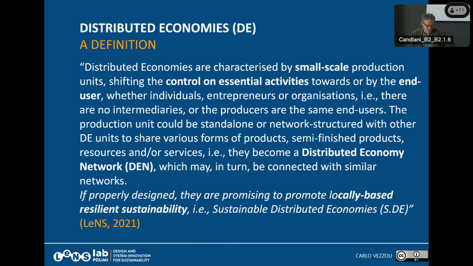There are no intermediaries, or the producer are the same end user, okay? This is the difference between distributed and decentralized. The production unit could be standalone, we have seen, or network structure with other distributed economy unit that share the various form of products and finished products, resources, service.